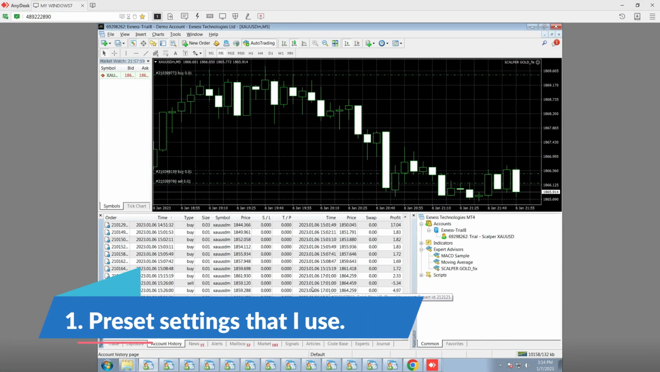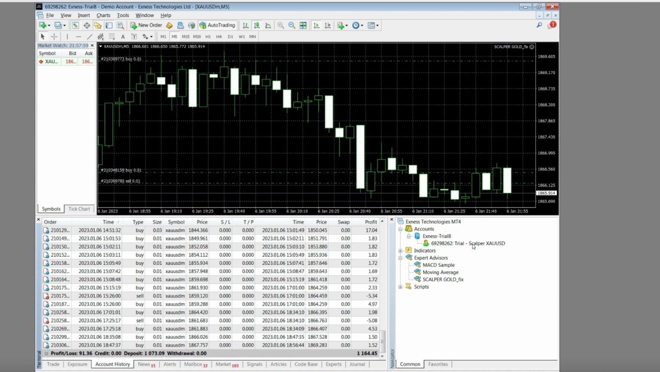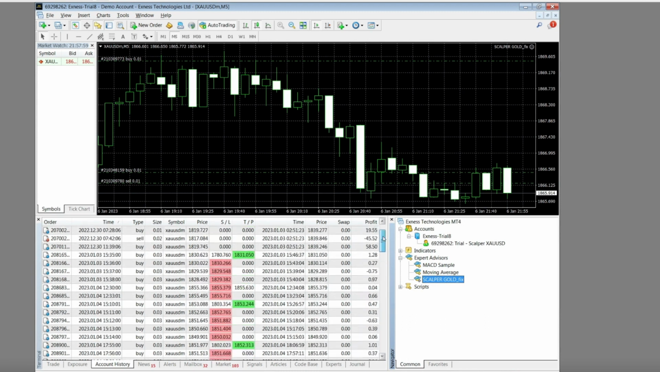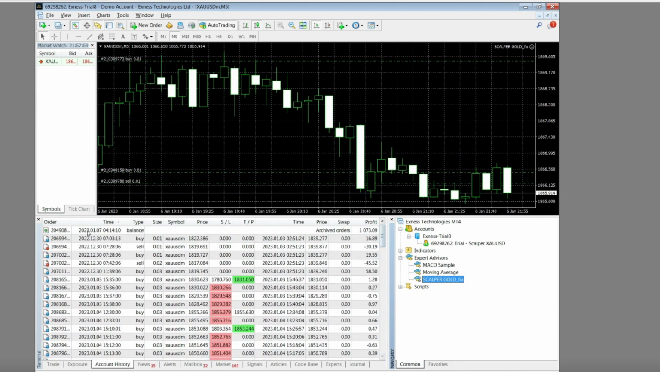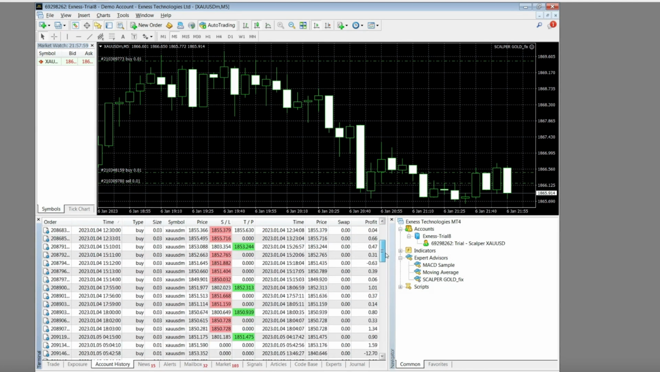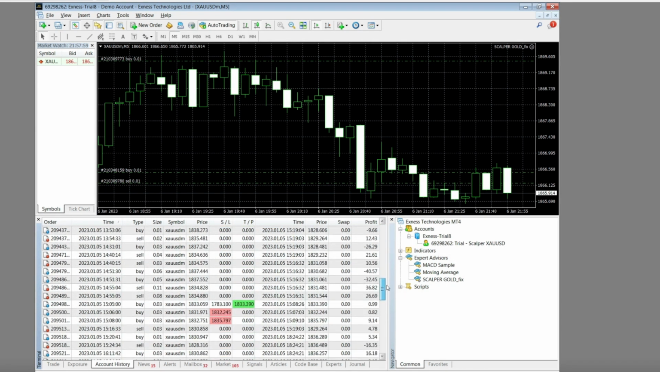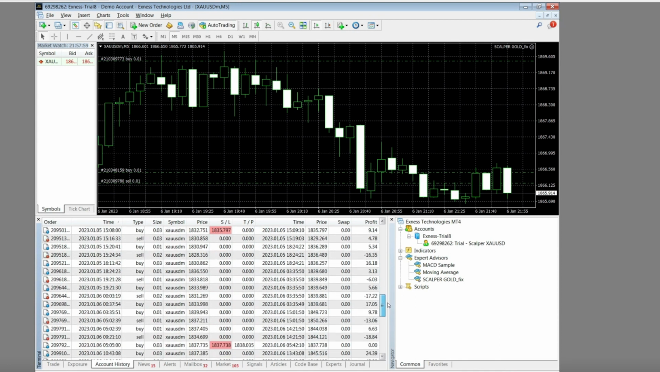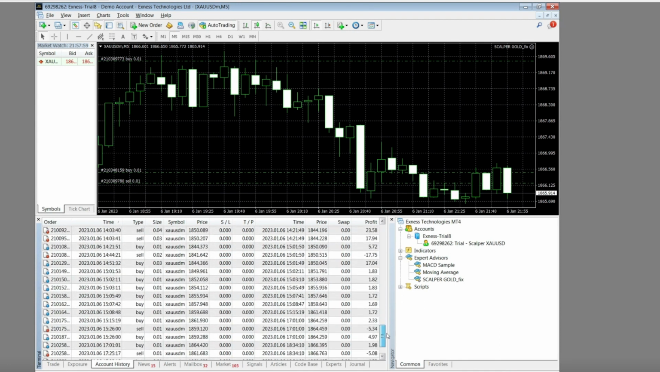One. Preset settings that I use. As the name suggests, this expert advisor runs on Forex gold ounce per US dollar. I started running the gold ounce per US dollar EA Scalper from December 12, 2022 with a capital of $1,000. And on January 7, 2023 it was achieved, with a total balance of $1,073 or a profit of around $73.